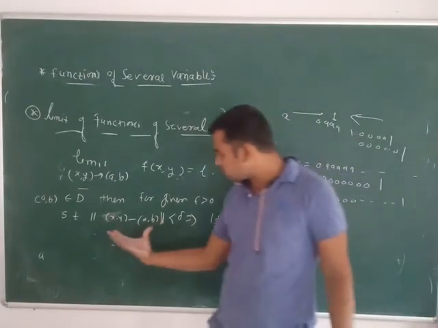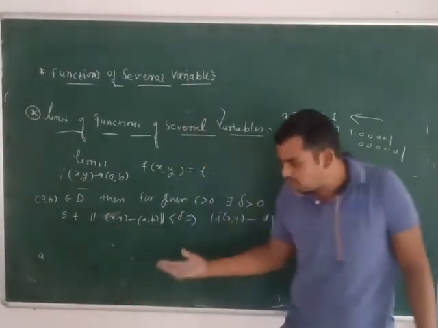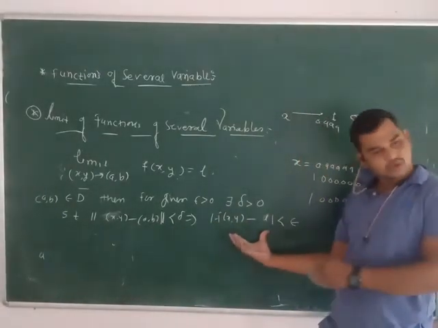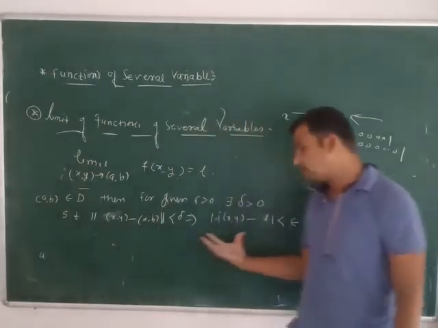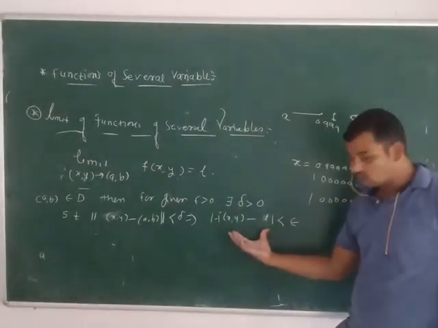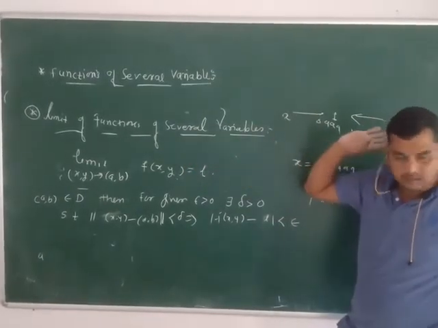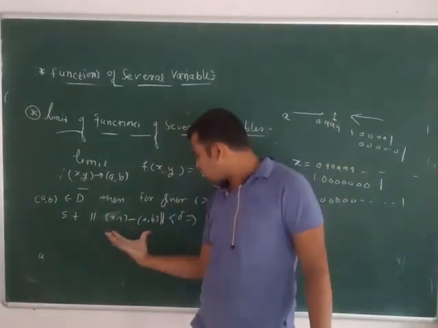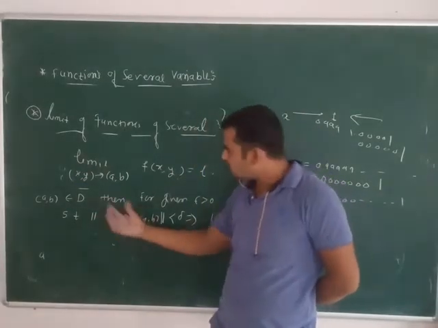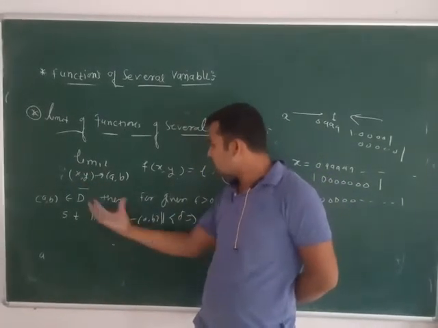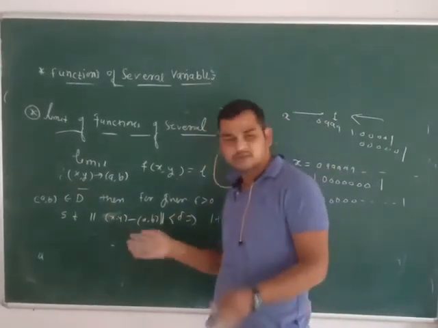Whenever the difference between these 2 points can be made as small as we please, then this distance goes smaller and smaller. Whenever this distance is small, ultimately the distance between these 2 numbers is small. Then we say that this limit is going to be L. When we make the difference between these 2 numbers smaller, what does it mean? It means that these 2 points approach each other. Then only the distance becomes smaller and smaller.